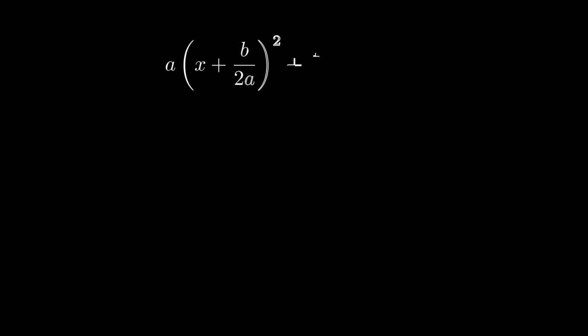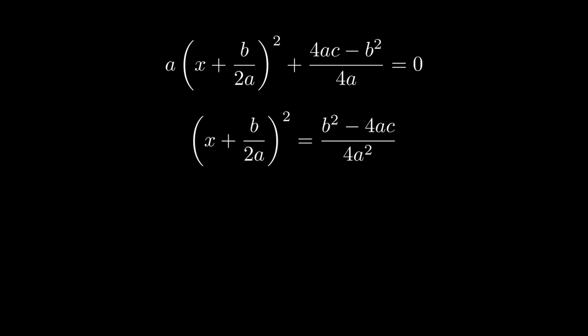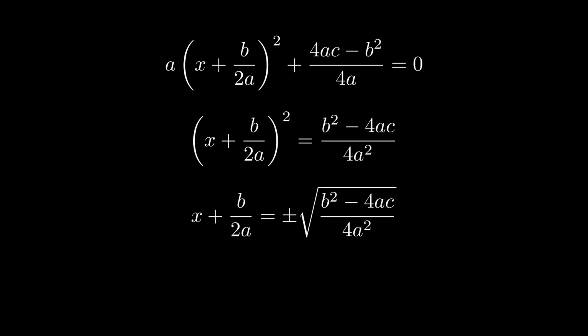Next, let's equate the above perfect square expression to 0 and find the values of x. This is called the quadratic formula. The complicated term inside the square root is the same as the negative of the numerator of the y value of the vertex. This quantity is called the discriminant. This determines the nature of the roots of a quadratic equation.